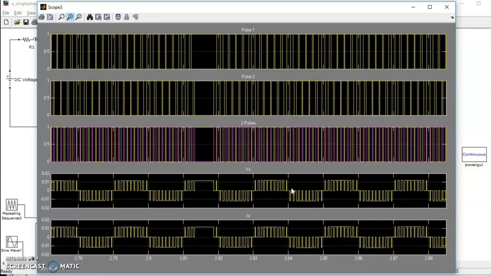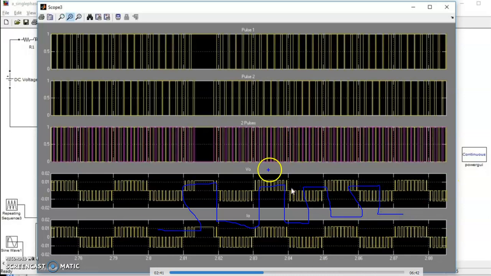Each is further divided into two methods, unipolar and bipolar. Unipolar means what, bipolar means what, I will tell you. This type of pulsating is called bipolar, and this type is called unipolar. Everything about the PWM technique we will see in the next video. First I will complete this.